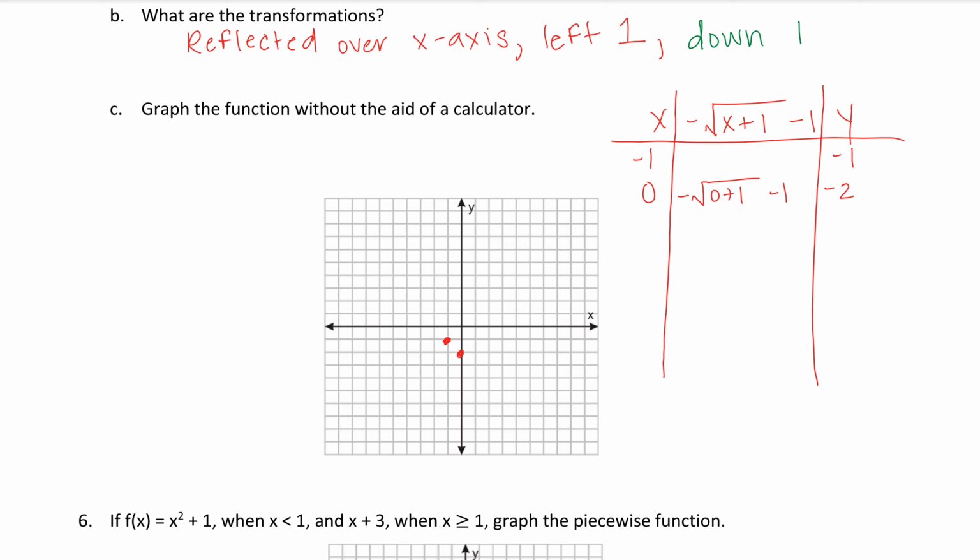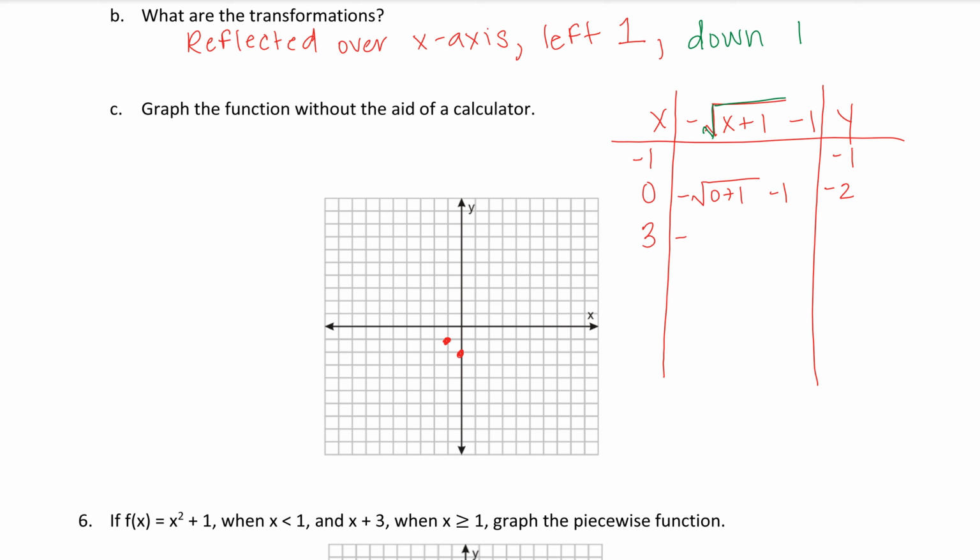Now I'm going to take a look at what's underneath the square root. And I'm going to go, okay, what numbers do I know really quickly that give me a square root? Well, 4 and 9. Those are the smallest numbers I know that I can take this clean square root of. So in order for this x plus 1 to be 4, I'm going to add a 3.